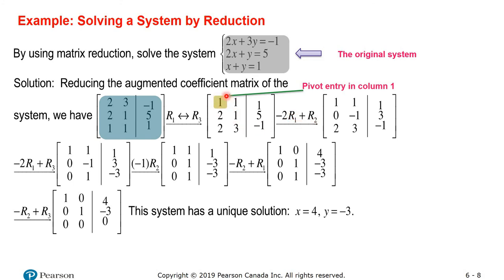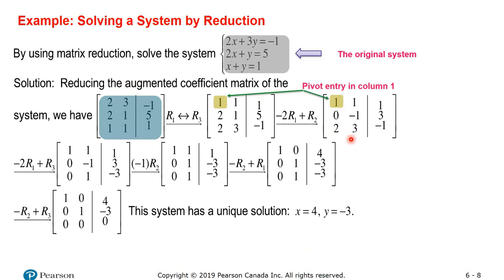So minus 2 times 1, add it to 2, and I get 0. Then take minus 2 times 1, add it to 1, and I get minus 1. Then take minus 2 times 1, add it to 5, and I get positive 3. So this is how you obtain the new set of entries in row 2. So we've now converted 2 into 0. I now need to repeat the procedure and convert this 2 into 0, again using a pivot entry.